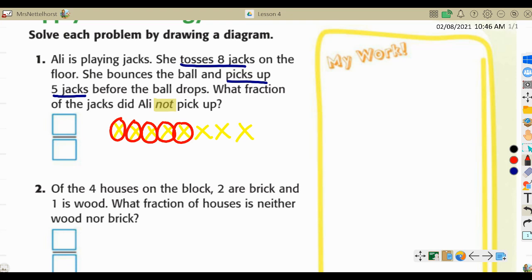Now, how many did she not pick up? She did not pick up 3 out of 8. Okay, she did not pick up 3 out of 8 of the jacks. So let's see if that makes sense. She tossed 8 jacks. She picked up 5. 8 minus 5. Here's my checking. 8 minus 5 equals 3. 3 that she did not pick up. Okay, you can do this in your workspace or here in this space, depending on how much room you need to write.